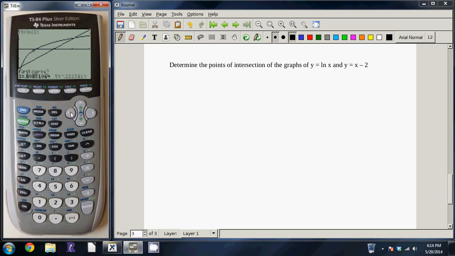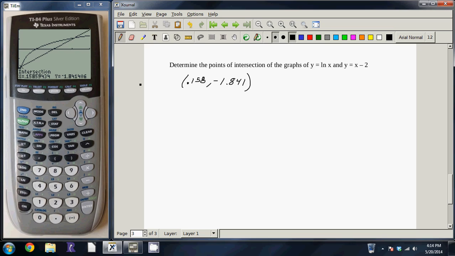Unfortunately, we cannot plug in a number this time. We actually just have to move the cursor. So first curve, second curve, and let's go ahead and guess for us. This is x equals 0.158, and our y value is negative 1.841.